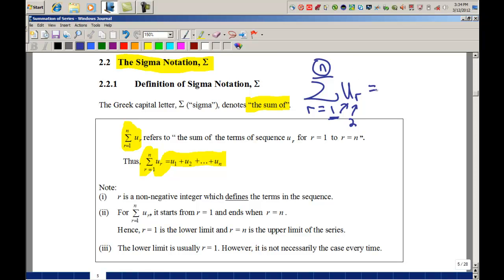Meaning this, you take 1, the lower limit, you sub inside here, you get u1. Then the number after 1 is 2. Then you will take 2 and you sub it inside here, you get u2. And you keep adding until you reach the number n, which is un. So this is how you rewrite a series like this into a very short and simple notation like this.